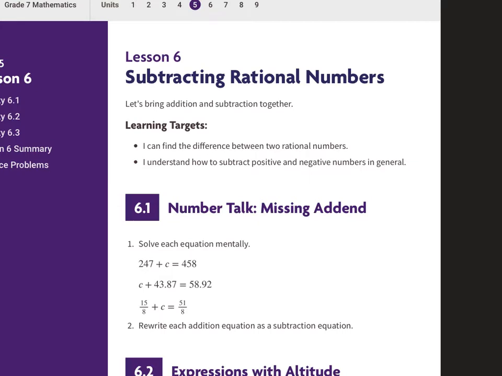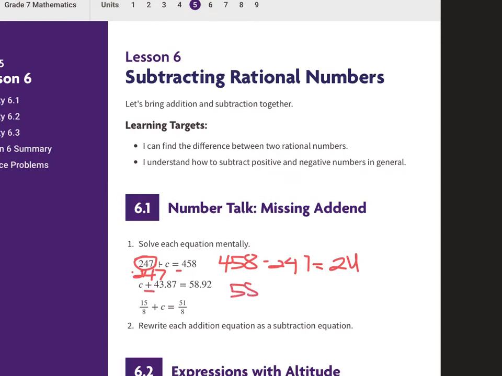Okay, so if we have a positive number here and we want to get rid of it, we're going to subtract it. So I just have to go 458 minus 247. Using my calculator, if I type in 458 minus 247, I get 211. Same thing here. I have a positive number that I need to get rid of, and so I subtract it.